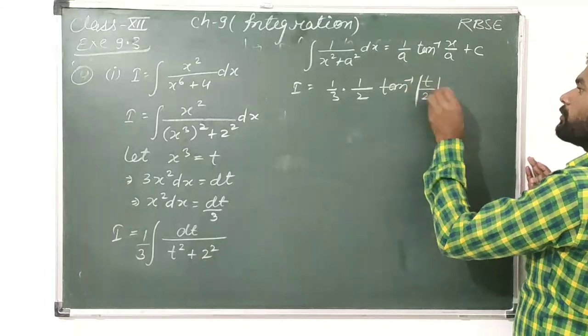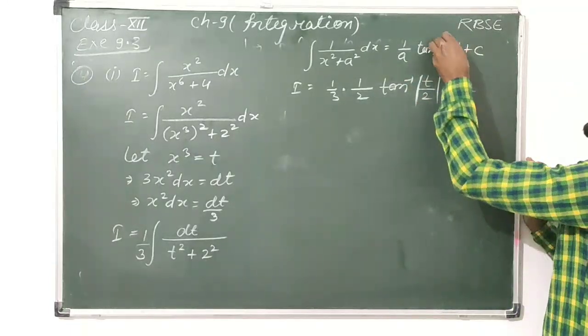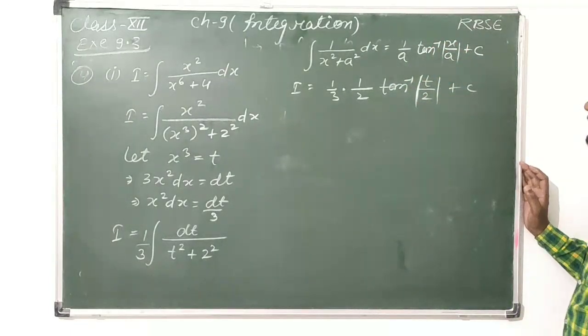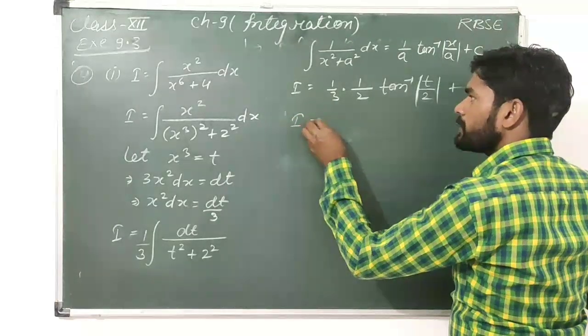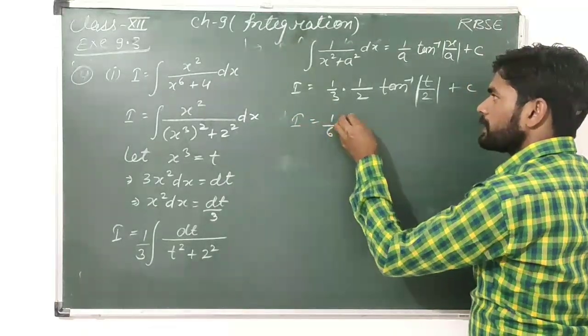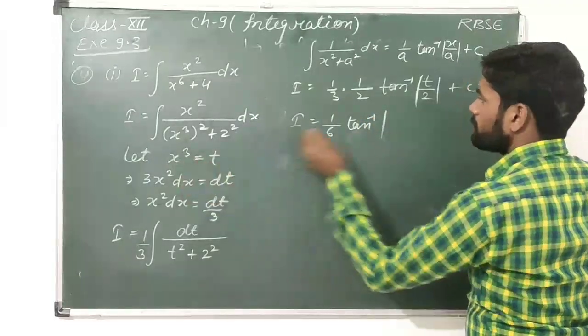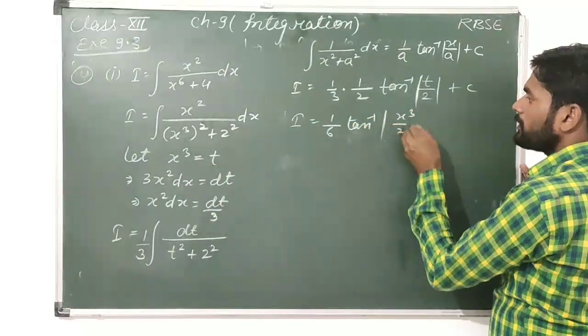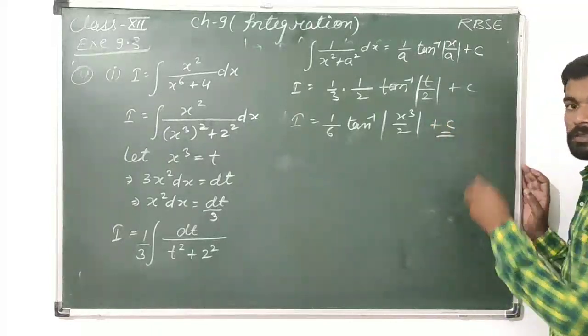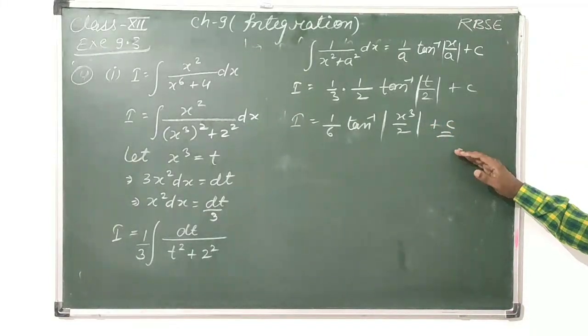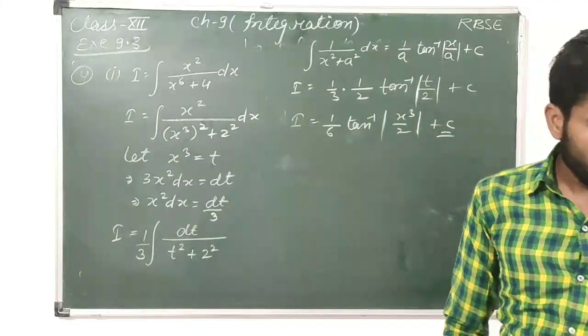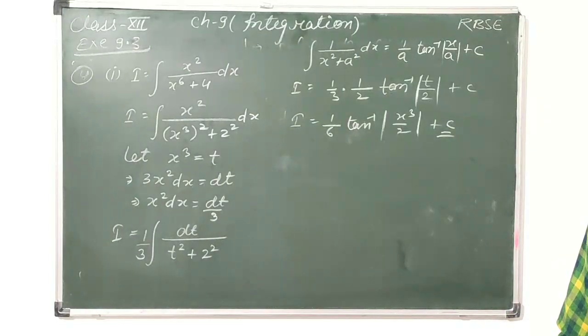Modulus use lena kahte ho. Plus C. I is equal to 1 upon 6 tan inverse t, t is x cube, plus C. So it is the answer of this question. Now the next part.